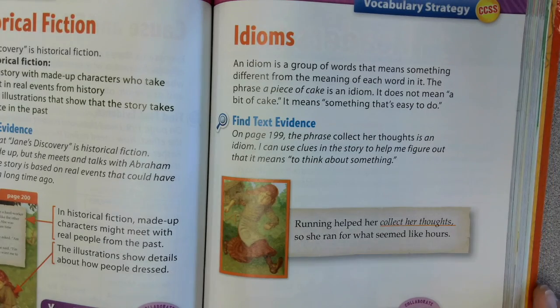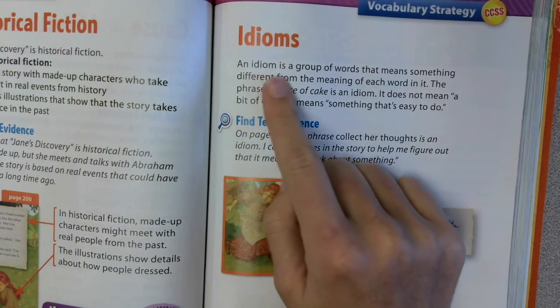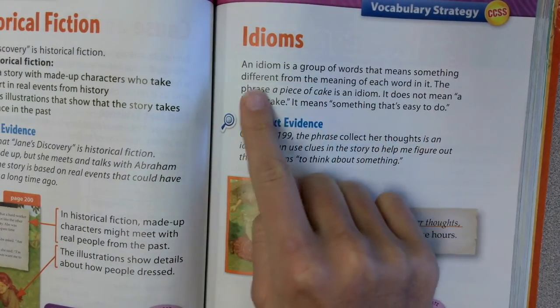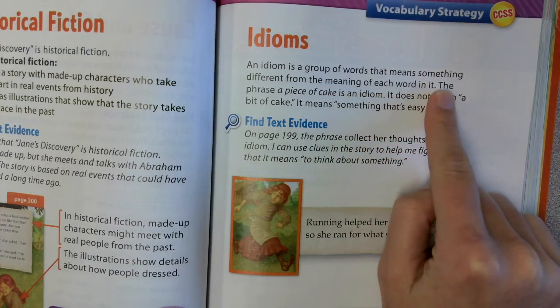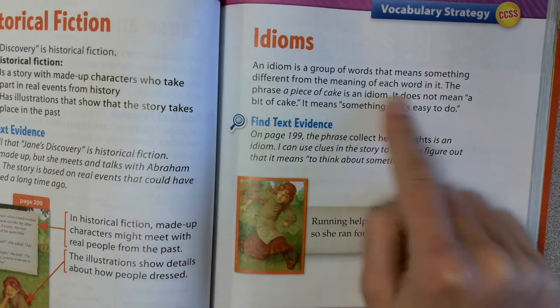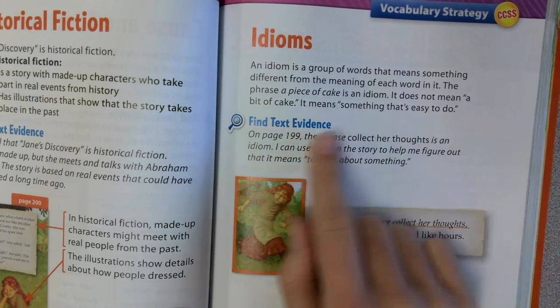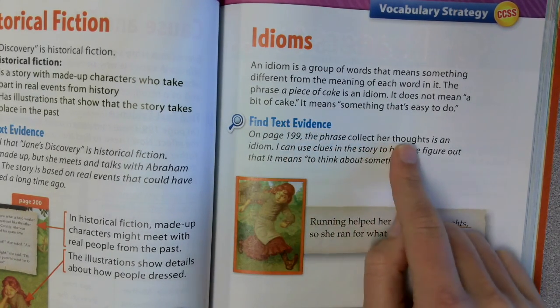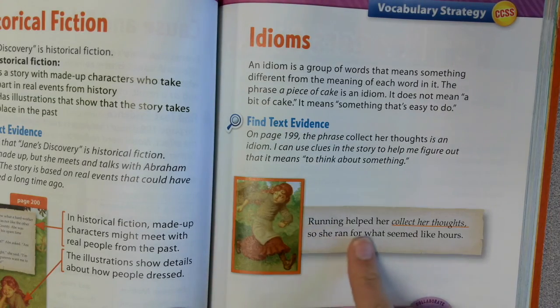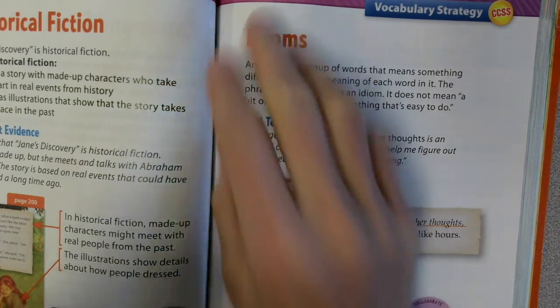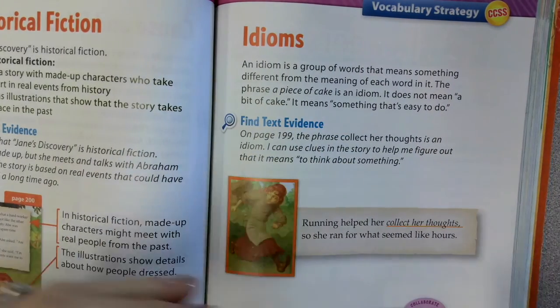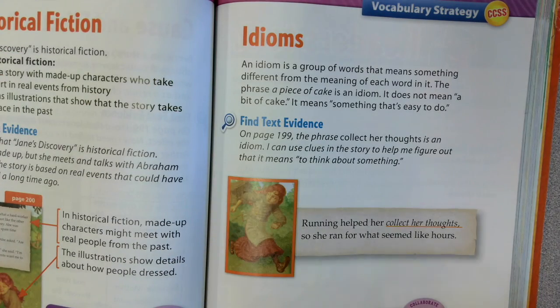And then our vocab strategy is idioms. An idiom is a group of words that mean something different from the meaning of each word in it. For example, piece of cake. It doesn't actually mean a little bit of cake. It means something that's easy to do. So, collect her thoughts is an idiom. Running helps her collect her thoughts. She's not actually going and picking up and collecting her thoughts, right? It just means that she's thinking about something.